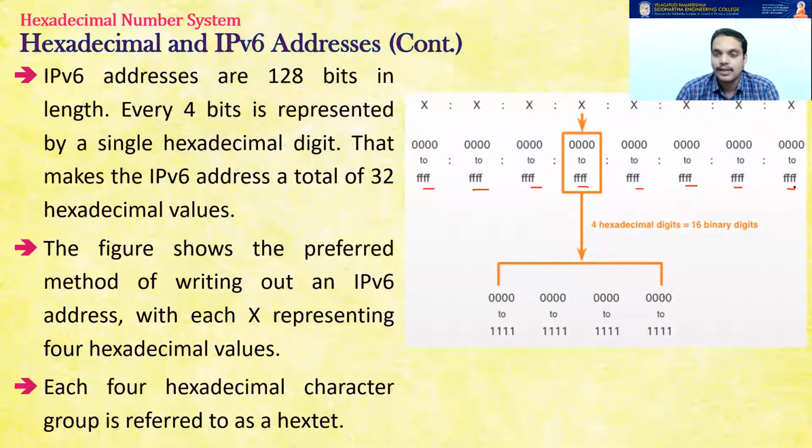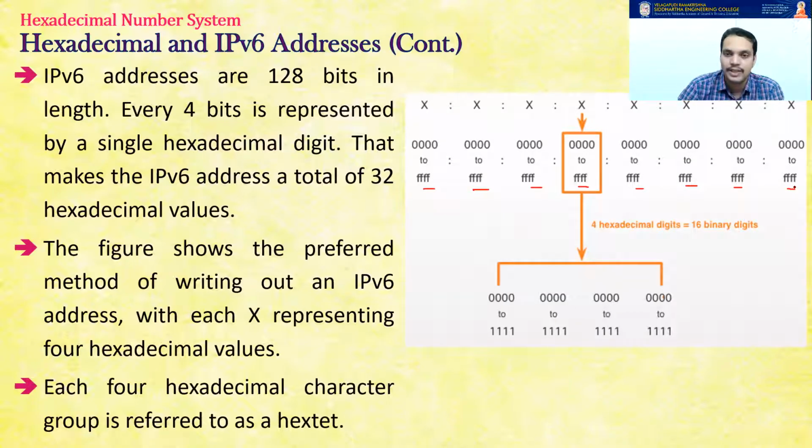I have 8 parts. Here, each part is called a hextet, H-E-X-T-E-T, hextet. Each hextet means 16 binary digits. One hextet is equal to 16 binary digits, and I have a total of 8 hextets. That means 8 16s, which is equal to 128 bits.